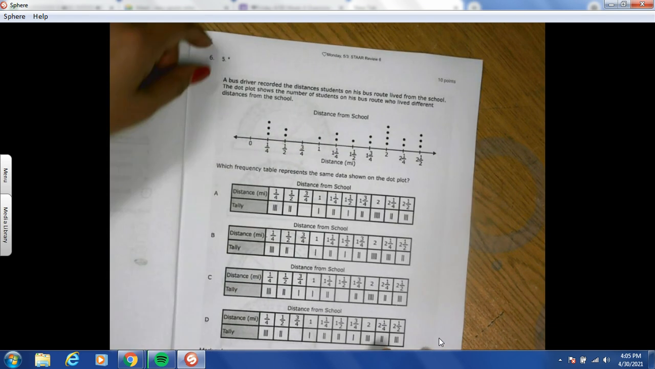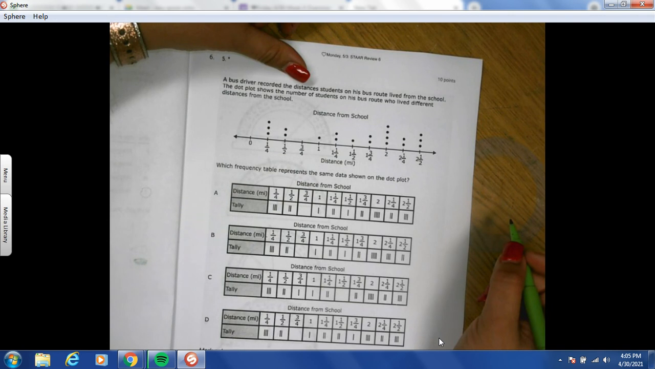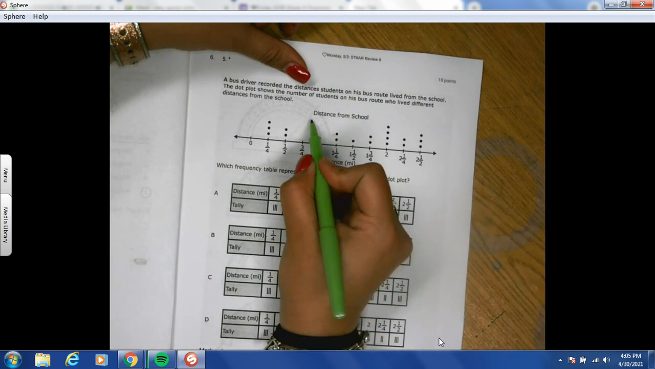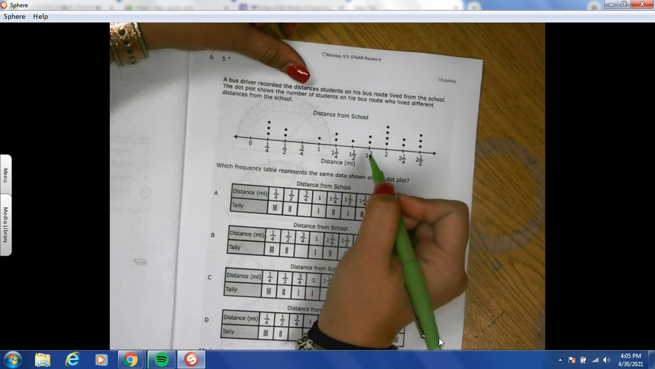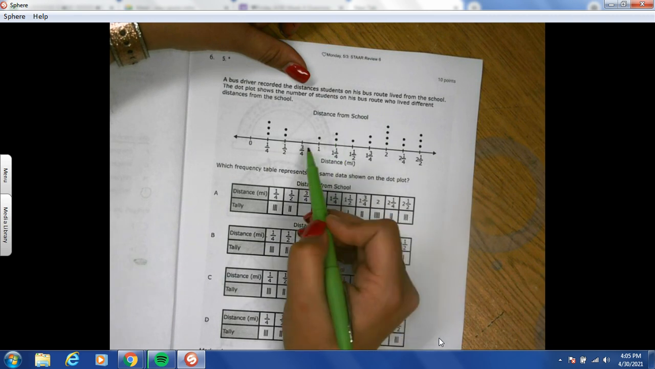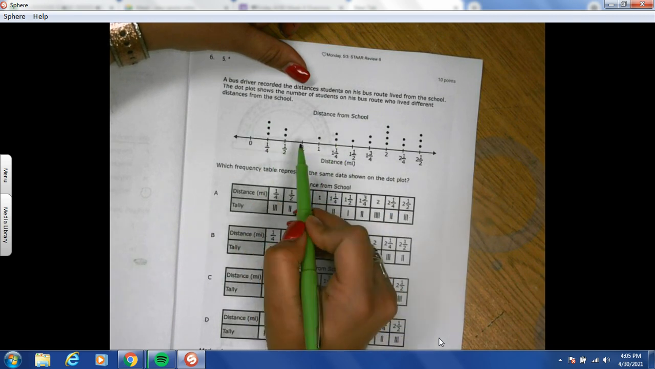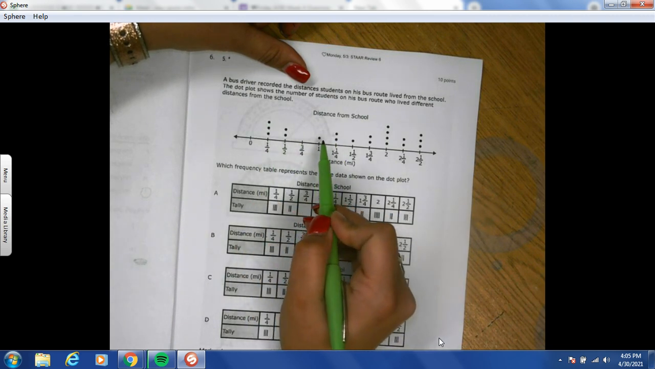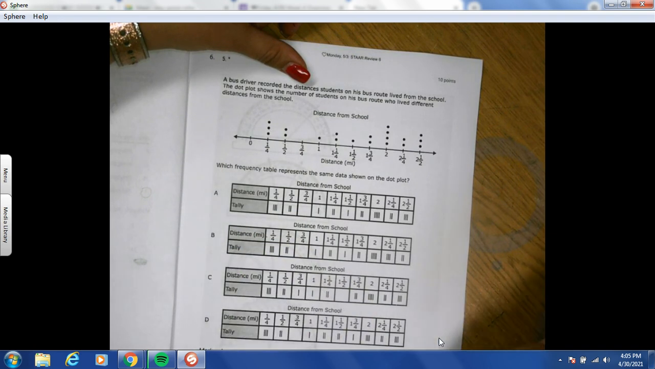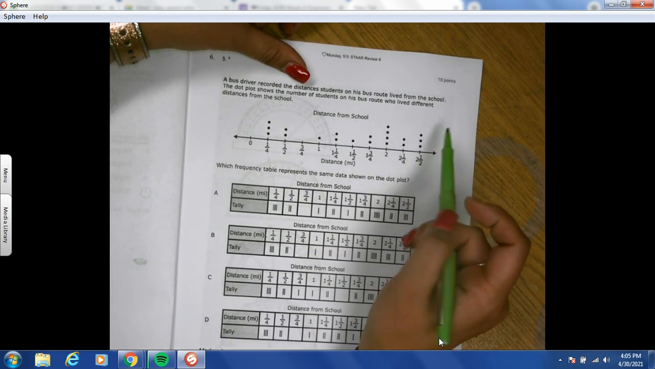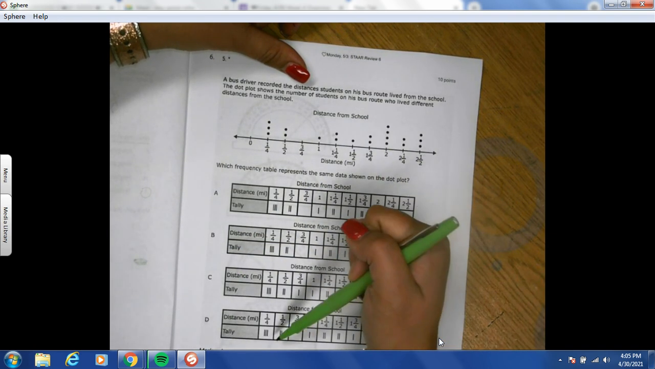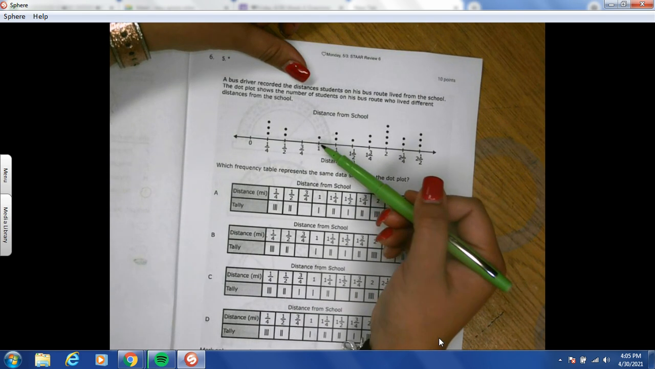It says a bus driver recorded the distances students on his bus route lived from the school. The dot plot shows the number of students on his bus route who live different distances from the school. Distance from school, look at the dot plot. Ahora vamos a ver la gráfica que tiene nuestros puntos y vamos a tener que encontrar la tabla de frecuencia que enseña la información acá arriba. We're going to have to look for the frequency table that shows us the information on top.